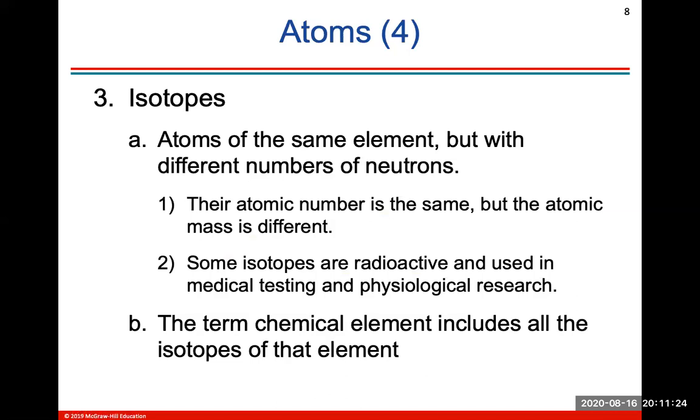Isotopes are atoms of the same element but with different numbers of neutrons. So their atomic number is the same, but the atomic mass is different because, again, atomic number is the number of protons, but their atomic mass will be different because there's a different number of neutrons. Some isotopes are radioactive, so they're helpful in medical testing and research.